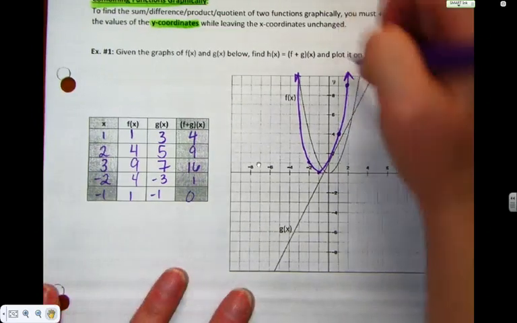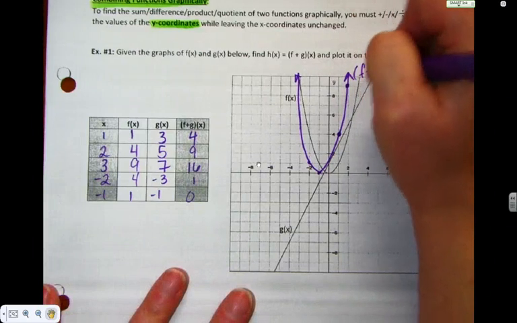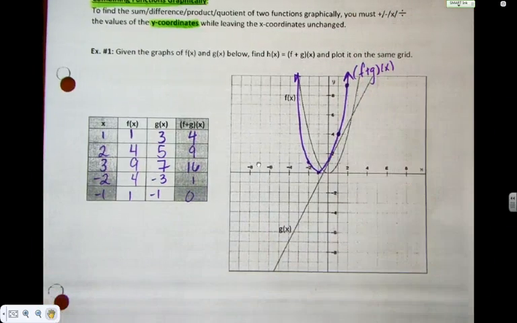And then we're just going to label it. So f plus g of x. Why does a parabola plus a line make a parabola?